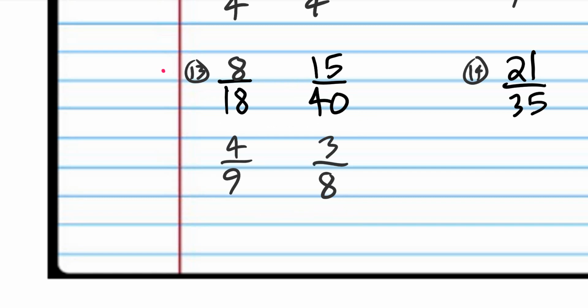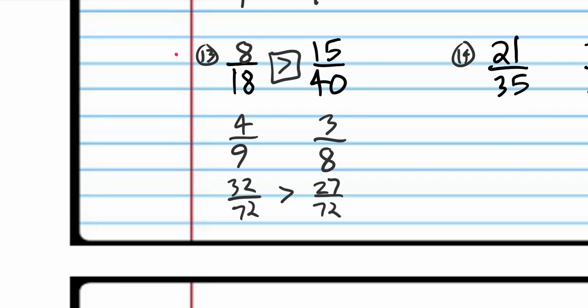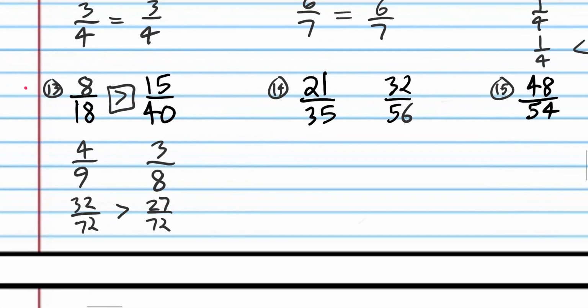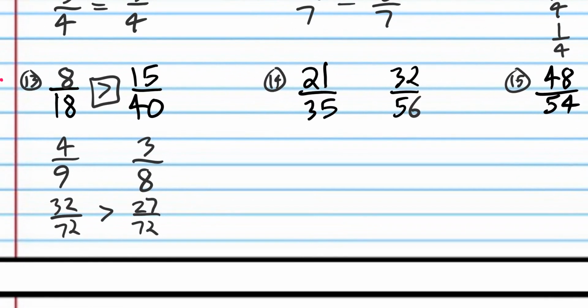So multiply both sides of this fraction by 8, and we get 32 over 72. Multiply both sides of this fraction by 9, and we get 27 over 72. All right, so we can see that we need a greater than symbol. So that problem required 2 steps. So why don't you try number 14? And it's going to be the same type of problem. So when you come back, we'll do it together. Pause the video.